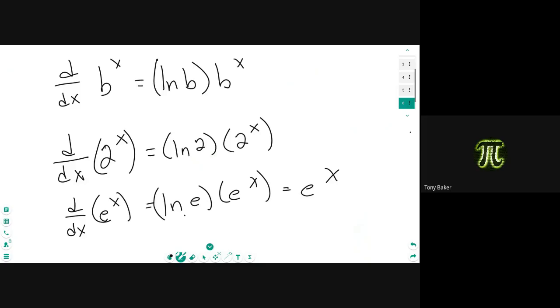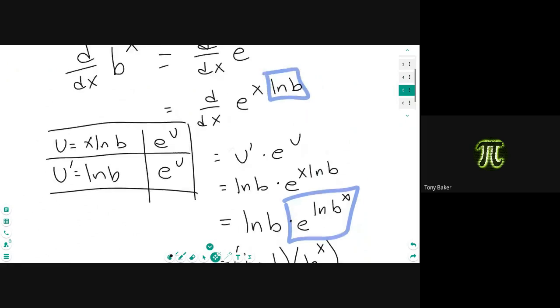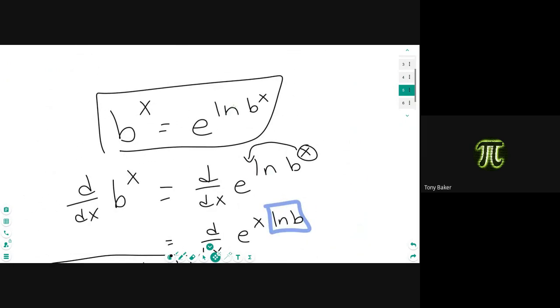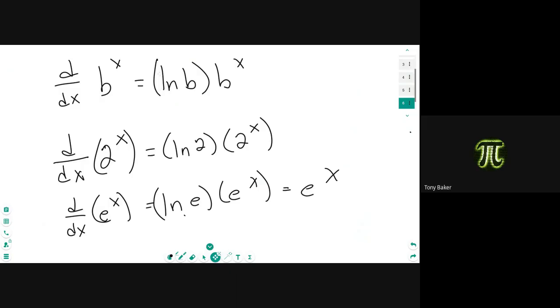The confusion is, for b to the x, is this under the clause that b to the x is equal to e to the something? Well, that's true. So b to the x equals that. I just don't get where natural log of b comes from. Here? Yeah, kind of everywhere.